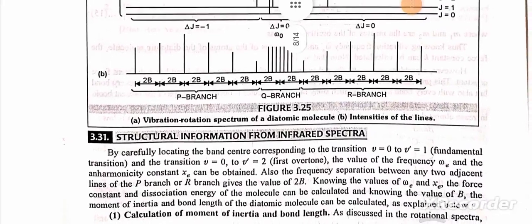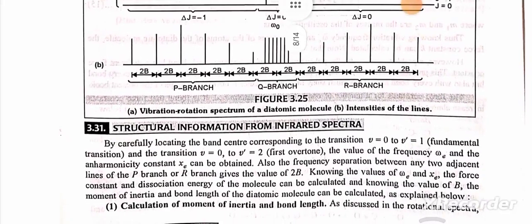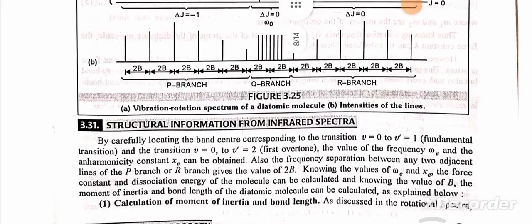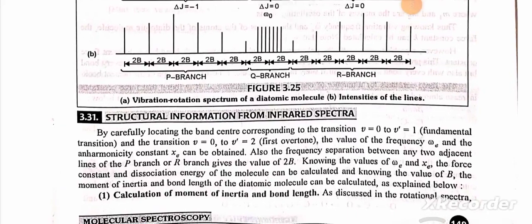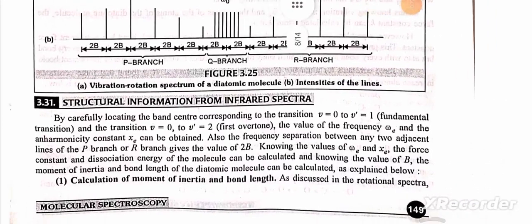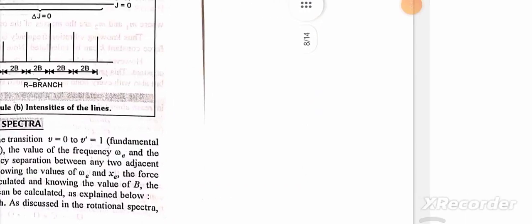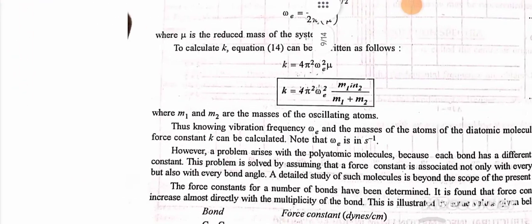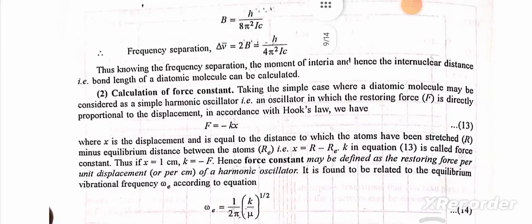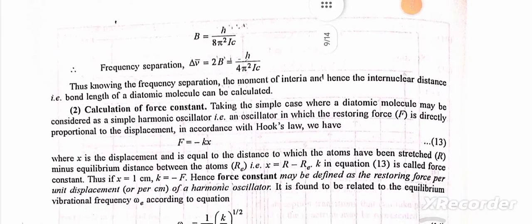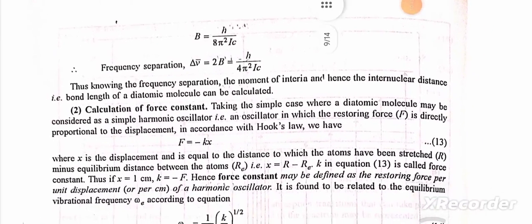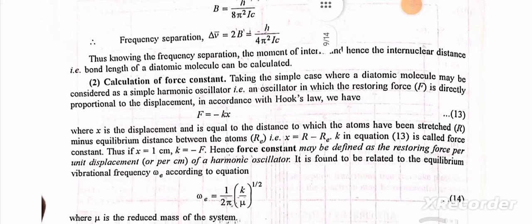Structural information: by carefully locating the band center corresponding to the transitions, the value of frequency ωe and anharmonicity constant can be obtained. Also, the frequency separation between any two adjacent lines gives the value of 2B, and we can calculate the moment of inertia and bond length. As discussed in the rotational spectra, knowing the frequency separation, the moment of inertia and hence the internuclear distance can be calculated.